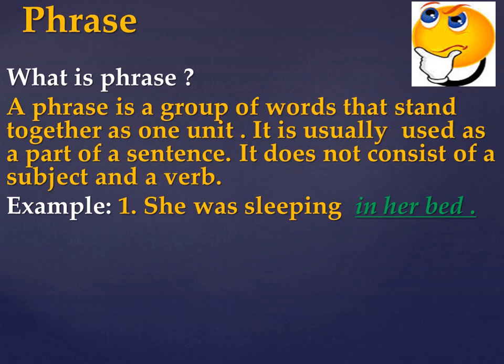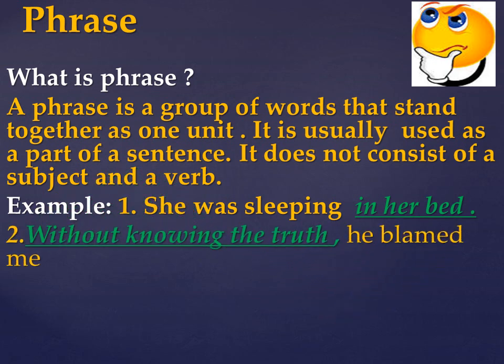Look at the example. She was sleeping in her bed. Look at the green part, in her bed. This is a group of words, and it is working as one unit, as it expresses one single meaning, in her bed, তার বিছানায়. So it is working as one unit, and it is part of the sentence, and it doesn't have any subject and verb. That's why we can call it a phrase.